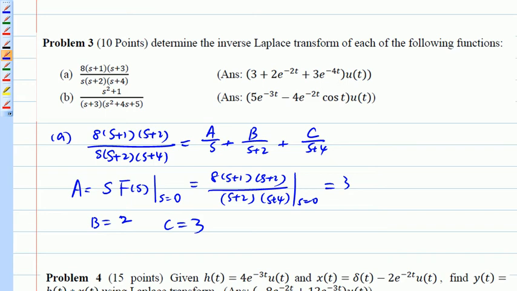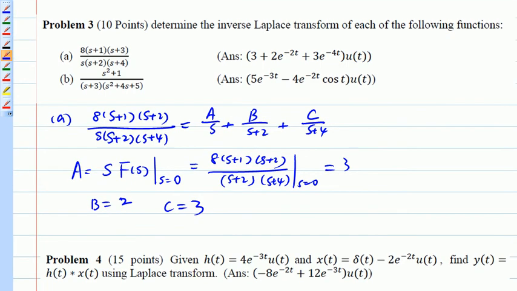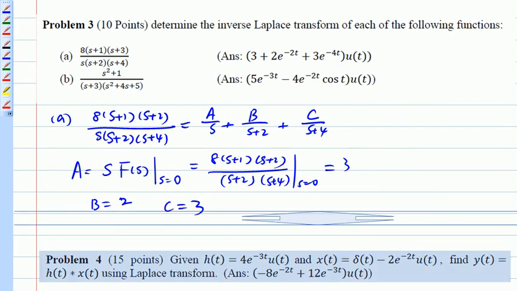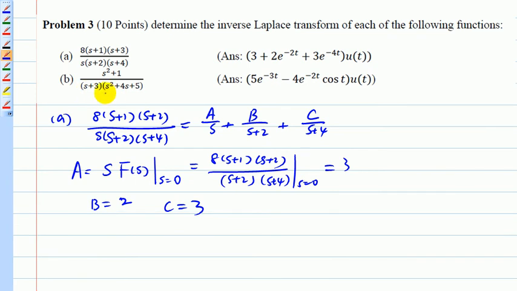Okay. So for part B, it's the same procedure, except the denominator is a little bit different. So look at the denominator. This is s plus 3. This is s squared plus 4. So there is a second order here. The second order term, s squared plus 4s plus 5, as you're going to find, has complex conjugate roots. So this term here, you should be able to rewrite.